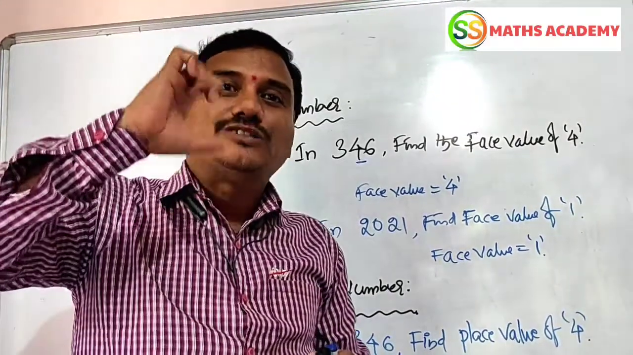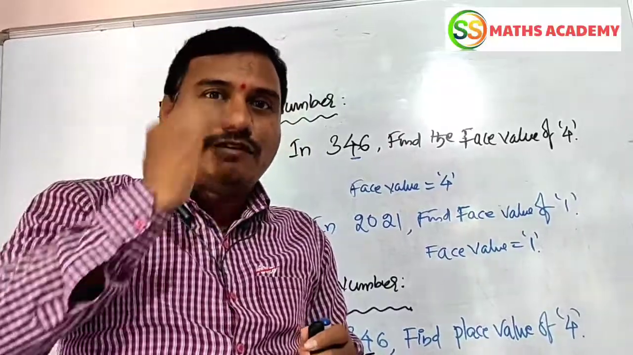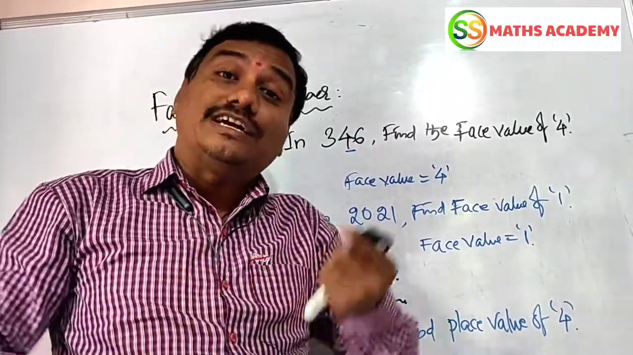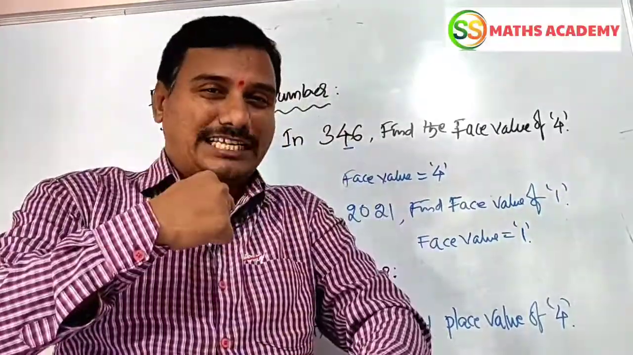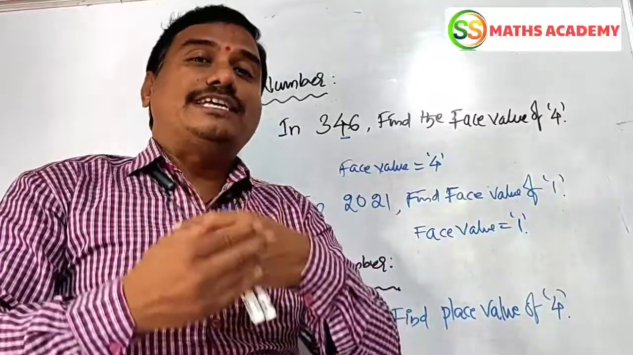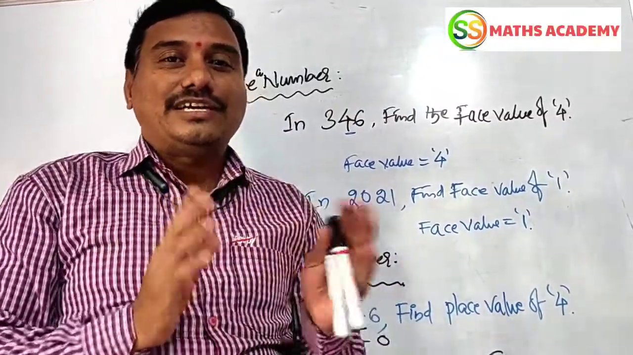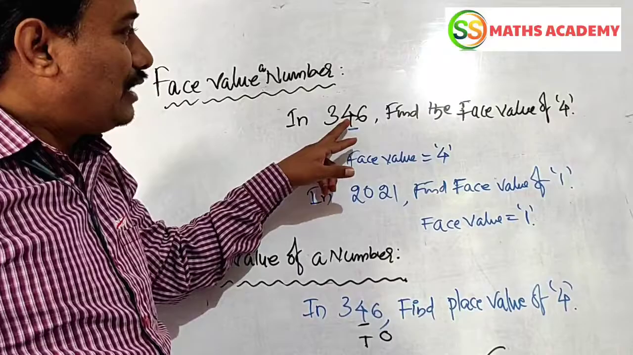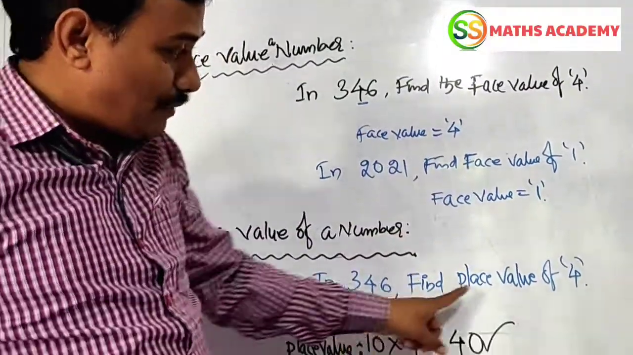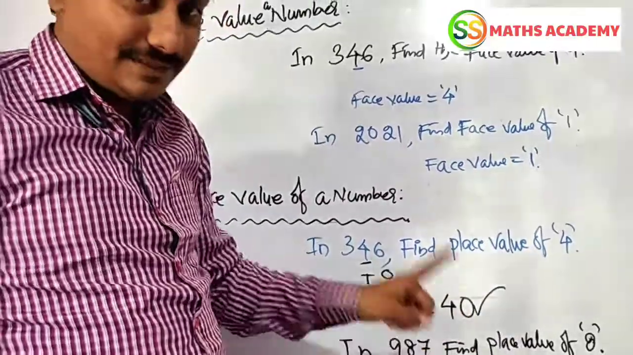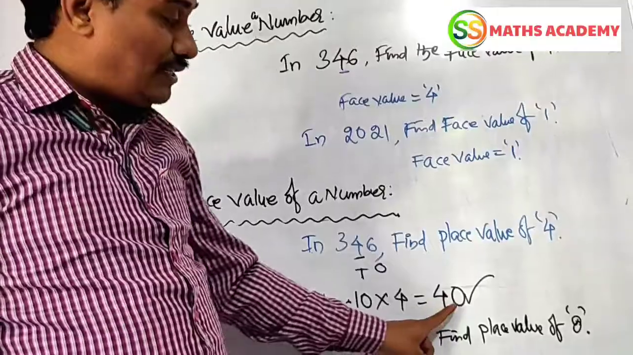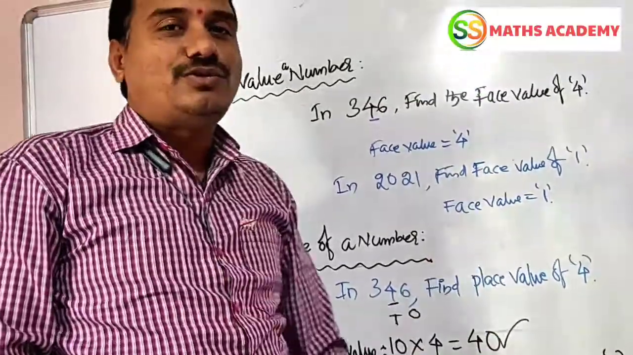For face value, your face will come in the mirror, meaning the same number will be represented as the answer. In place value, the same number will not come. The number is multiplied with its place value, respective of the place occupied. This is the difference between place value and face value. Here the face value is 4 only, but the place value of 4 is 40. Remember, face value of 4 is 4, place value of 4 is 40. This is the change you have to understand.